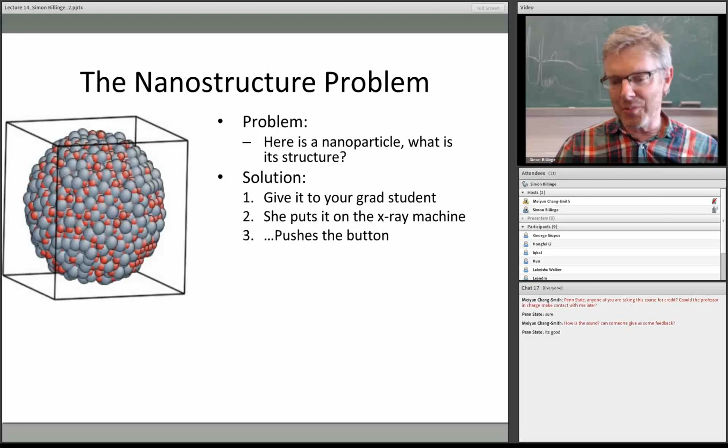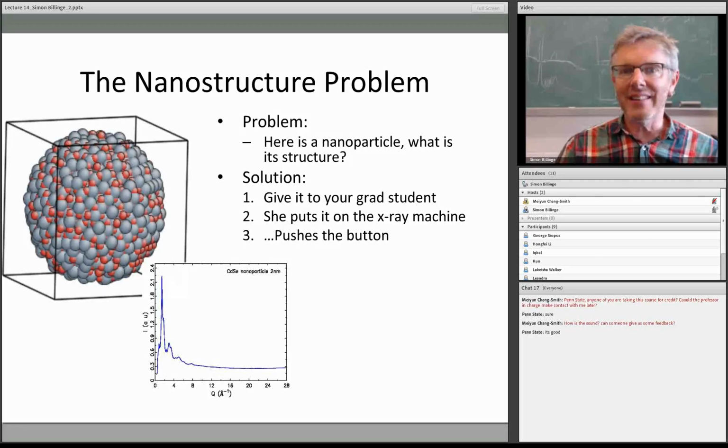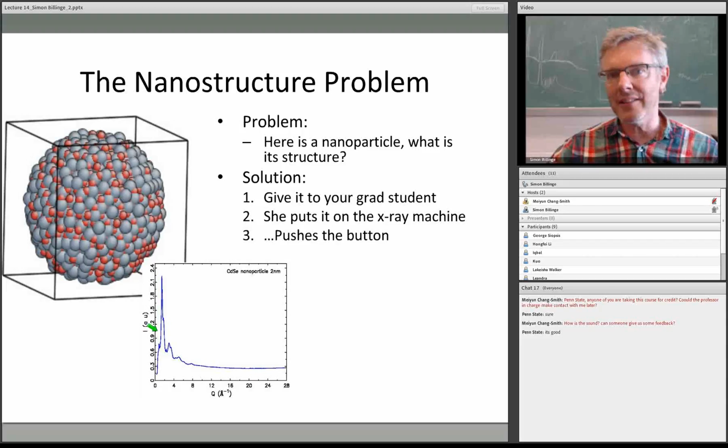But what we can do is we can take a lot of these nanoparticles, and we can make a powder of them, and we can put them into a capillary, and we can put that in the beam, and then we do get a signal out. But the machine doesn't tell us the structure. What comes out is something that looks like this. So this is actually a real X-ray diffraction pattern from a cadmium selenide nanoparticle, which would look something a bit like this thing up here. And this is the pattern that comes out.